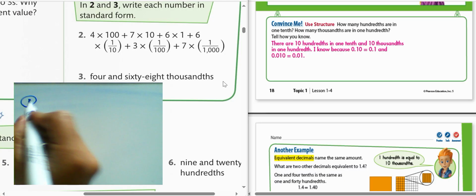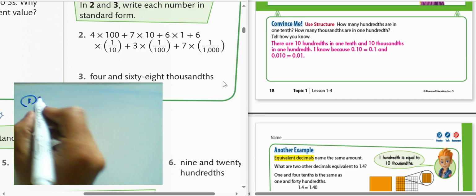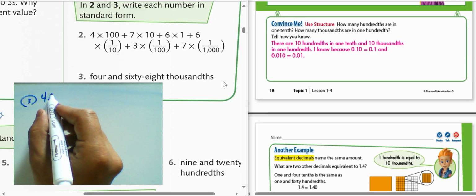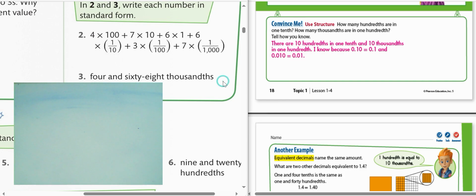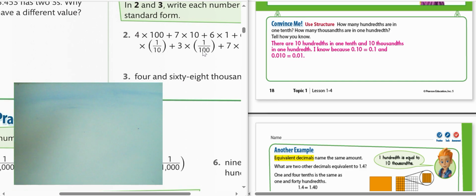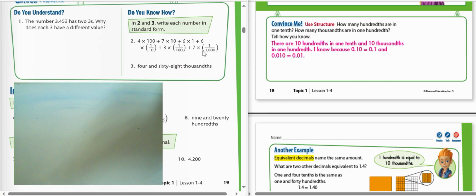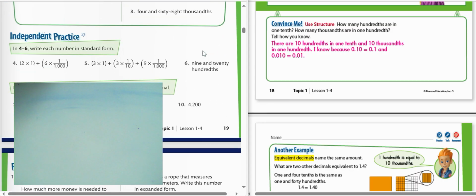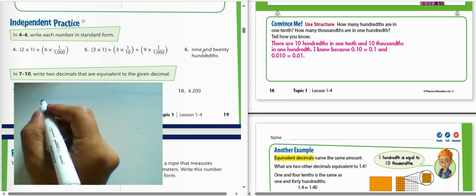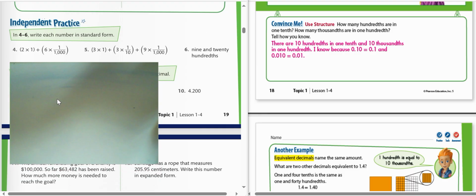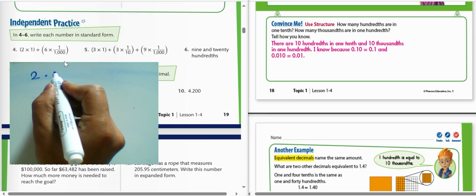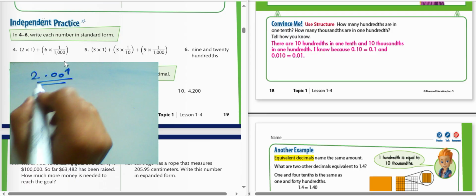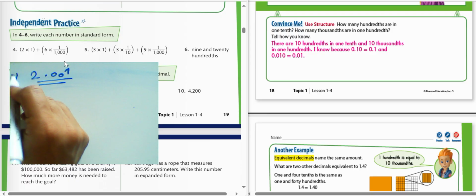Question number 3. 4 and 68 thousandths. Next question. Number 4, we can write this number: 2 times 1 plus 6 times 1 over 1000. It will be 2 and 6 thousandths. That was question number 4.